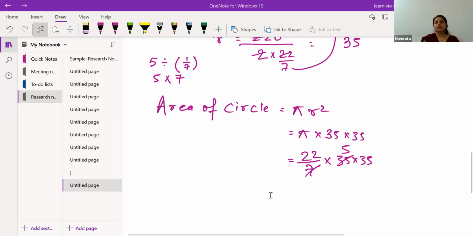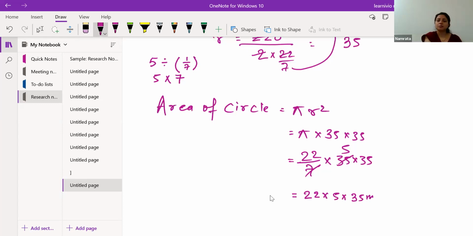Is that clear till here, Jasleen? Yes, ma'am. Now we will do the multiplication. Even if you are not doing the multiplication, just write it as it is, that this is what we are having as an area. Once we multiply, we will have the total area in meter square.